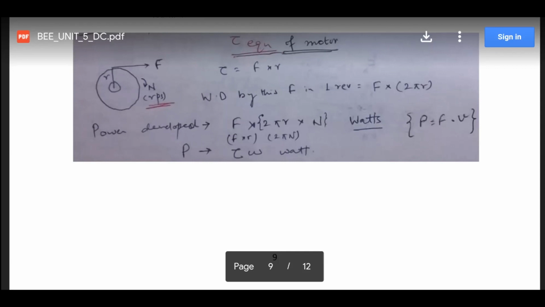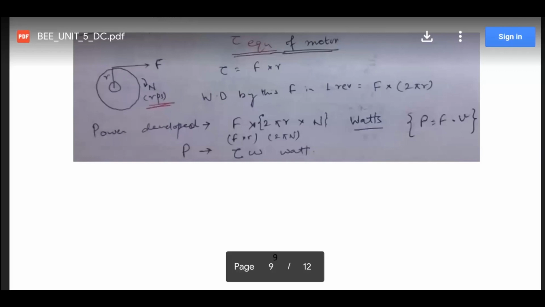Okay, so now what is the power developed? Mechanical power. What do you mean by mechanical power? Power is equal to force into velocity. So velocity n is given in rps as shown in the diagram, revolutions per second. If n is the number of revolutions per second, then the total distance covered in one rotation is 2 pi r, so in n rotations it will be 2 pi r into n.